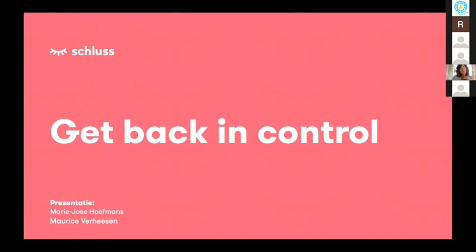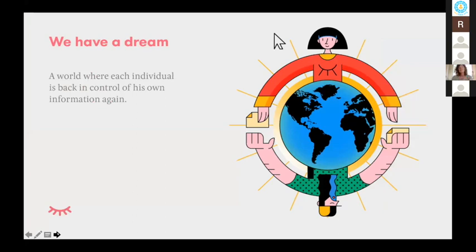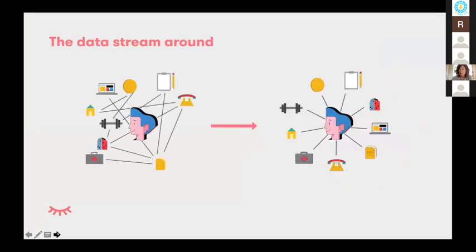We dream of a world in which each individual is back in control of his own information again. And we know how to do it. We thought, why don't we turn the data stream around and store your information not at all those hundreds of places, but in one, between brackets, central place, which only you can access.